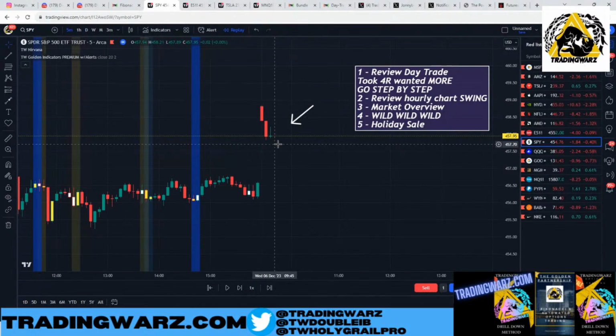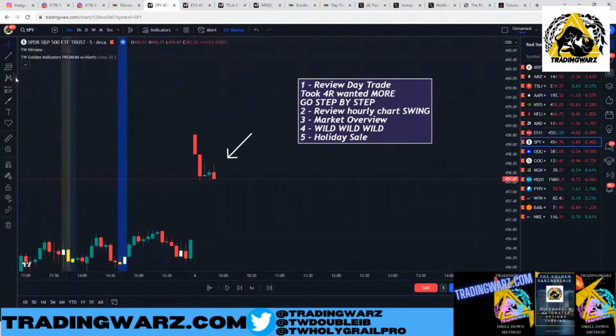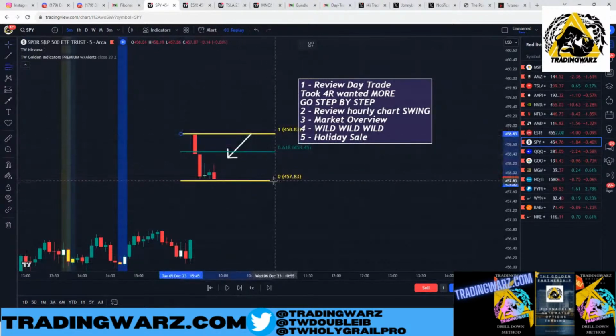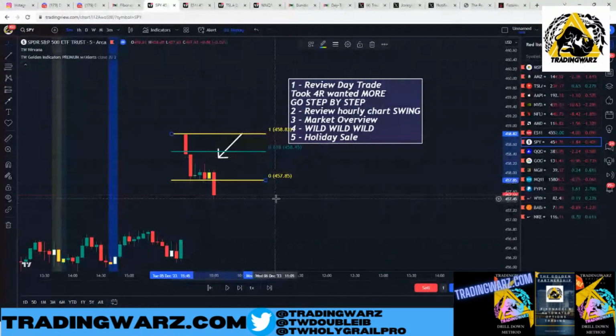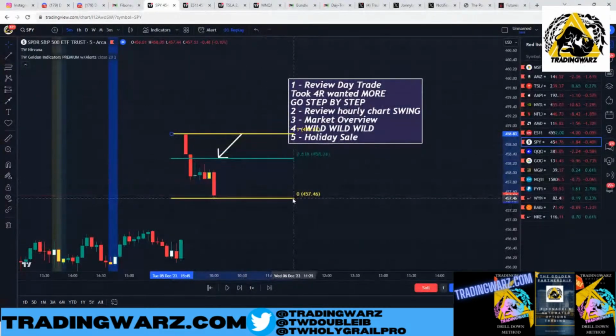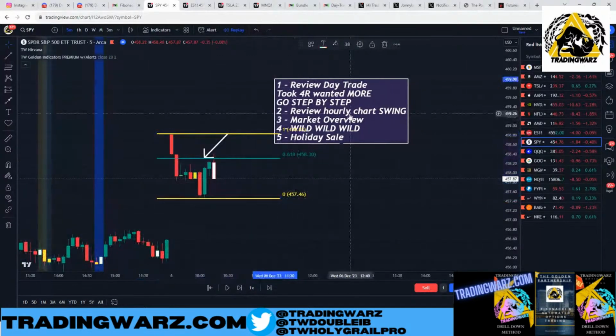Take your Fibonacci tool and go from high to low like this. Watch your 618. In this case, we did not pull back, so you just move your anchor down like this, and you're just waiting for that 61.8% pullback. And here it is, my friends.